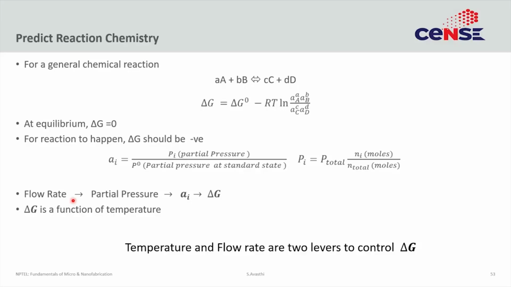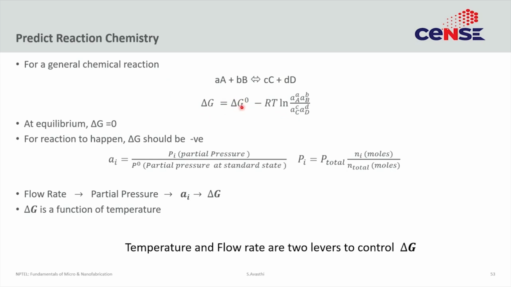So for any general chemical reaction, say a molecules of A reacting with b molecules of B to form c molecules of C and d molecules of D, this reaction would have a Gibbs free energy change. That's why this reaction is happening, right? And this Gibbs free energy change must be negative, and it's given by this relation. Now at equilibrium, the Gibbs free energy change is 0, which is what defines what this delta G naught is.